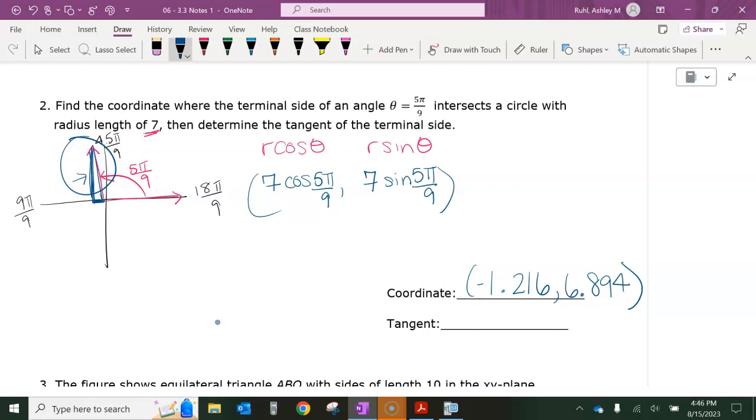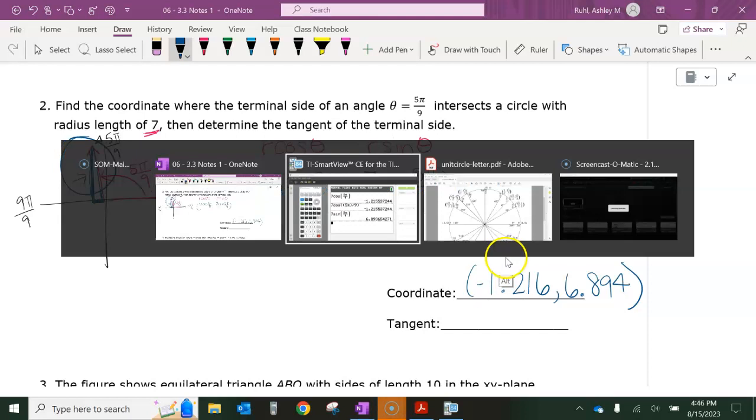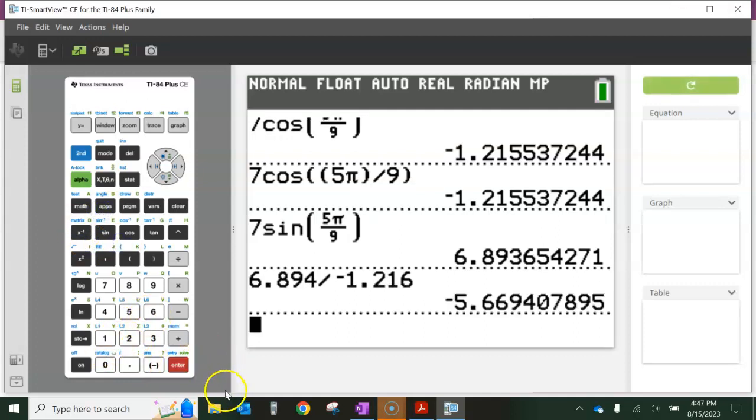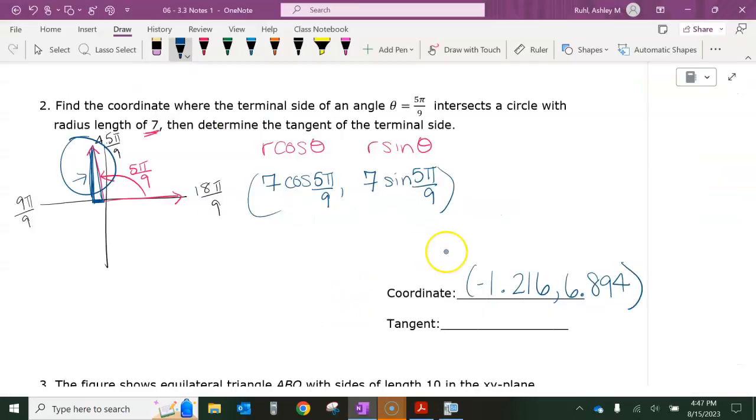Now to find tangent, tangent is y over x. So what I'm going to do here would be I'm going to take that 6.894, and I'm going to divide that by negative 1.216. And that's what I had for my y value. And I get negative 5.669. I could get almost the same value. It won't be exact because we rounded here and here.